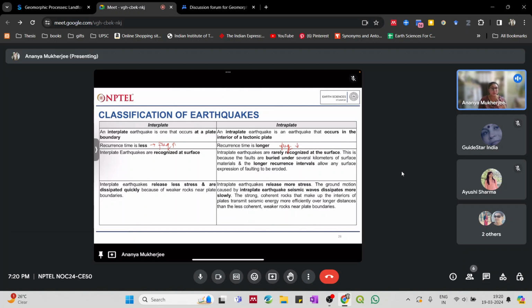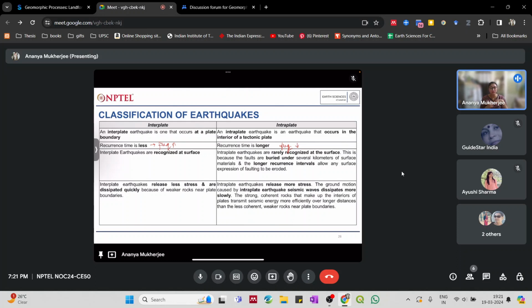And because the frequency of intraplate earthquakes is low, and the recurrence time interval is much longer, it is difficult to assess the effect of these intraplate earthquakes on the surface. So the fault which is responsible for intraplate earthquakes may not extend all the way up to the ground level where we are trying to study. So this is one limitation that we face when we want to study such intraplate earthquake events.